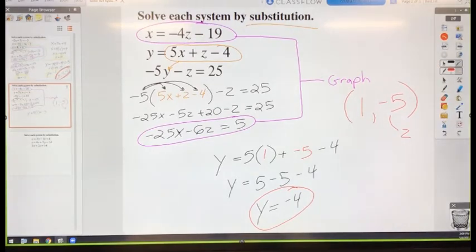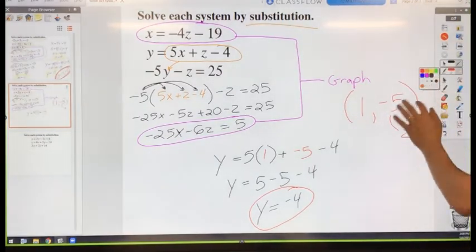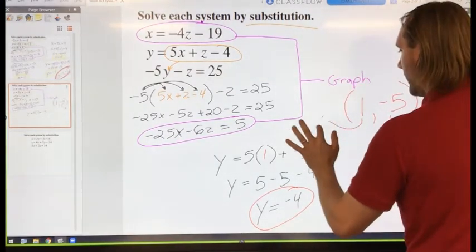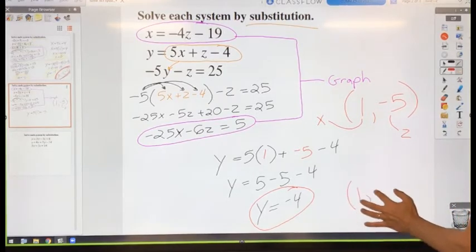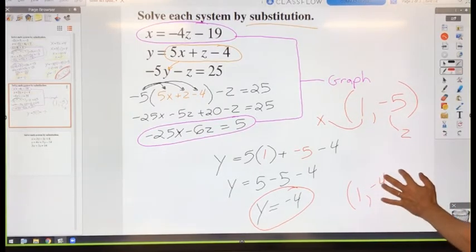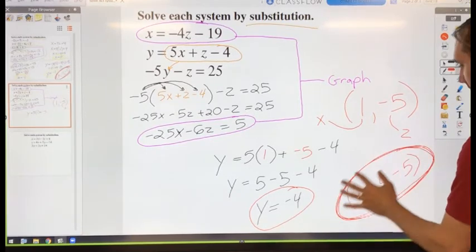So how about that? That saved me a lot of work. Once I got to the 2 by 2, I simply just graphed it to find my x and z. That gives me 2 of my variables. Plug those in and gives me my last remaining variable. So my solution is 1, negative 4, and negative 5. Bam.